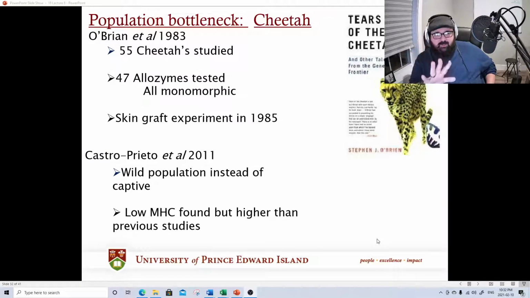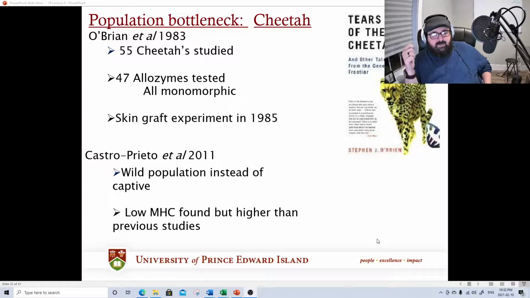So he took a skin graft from one cheetah and slapped it on another cheetah. Now, if we did that in a human, your body would fight that skin graft. It's why if somebody has a lung transplant or a heart transplant, they need to be taking immunosuppressants for the rest of their life, because their body will reject the organ. Cheetahs don't reject the skin. There's no immune effect at all, because they have such little genetic diversity that they can't tell the difference between their body and the body of another cheetah.